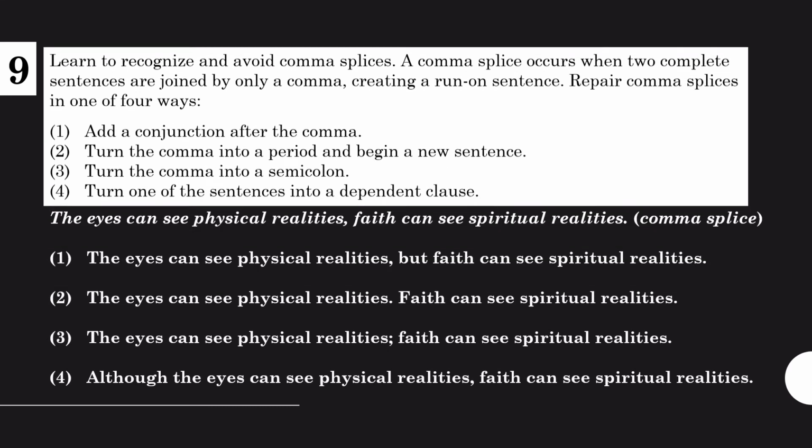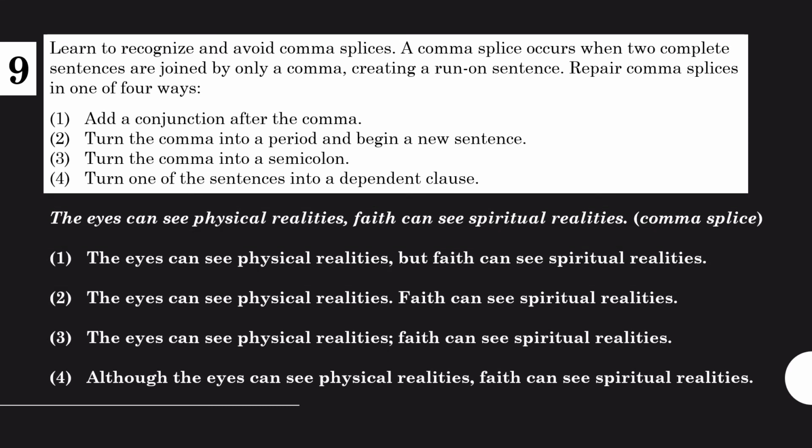Notice how these four kinds of revision correct the comma splice in the following sentence. The eyes can see physical realities, faith can see spiritual realities, which is a comma splice. First, the eyes can see physical realities, comma, but faith can see spiritual realities. Second, the eyes can see physical realities, period. Faith can see spiritual realities. Third, the eyes can see physical realities, semicolon, faith can see spiritual realities. Fourth, although the eyes can see physical realities, comma, faith can see spiritual realities.